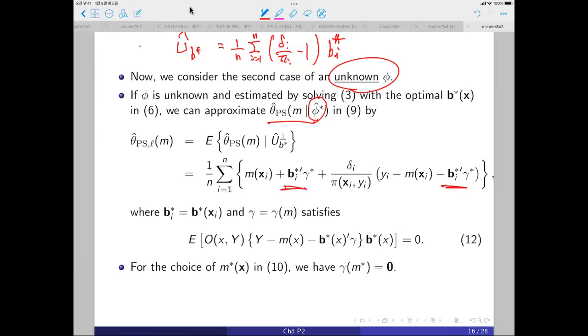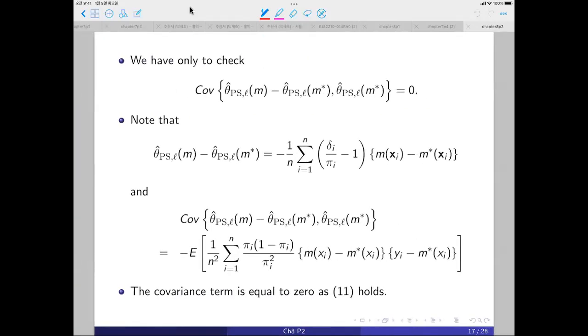It turns out that you have this kind of gamma star, but if you choose M star in (10), then the expectation here is 0. So the gamma star, gamma for M star, is 0. That means under the optimal choice, the effect of using the p hat disappears. And so at the end of the day we get 0. Okay. I don't think this is easy, but it's easier than the paper at least.